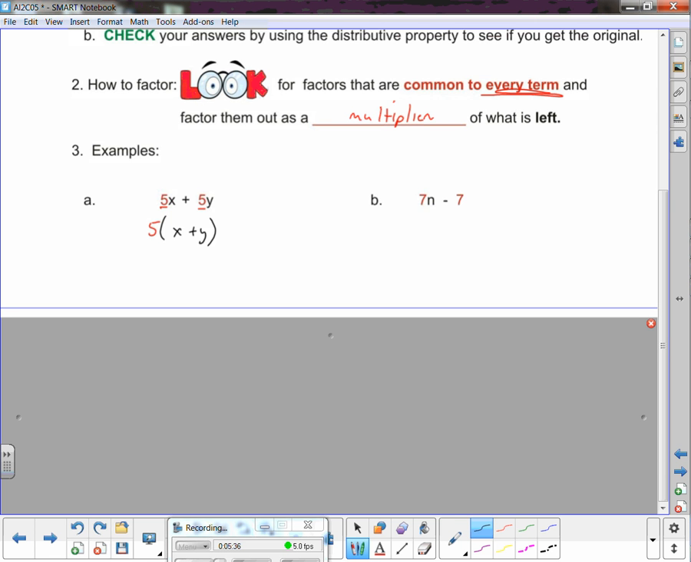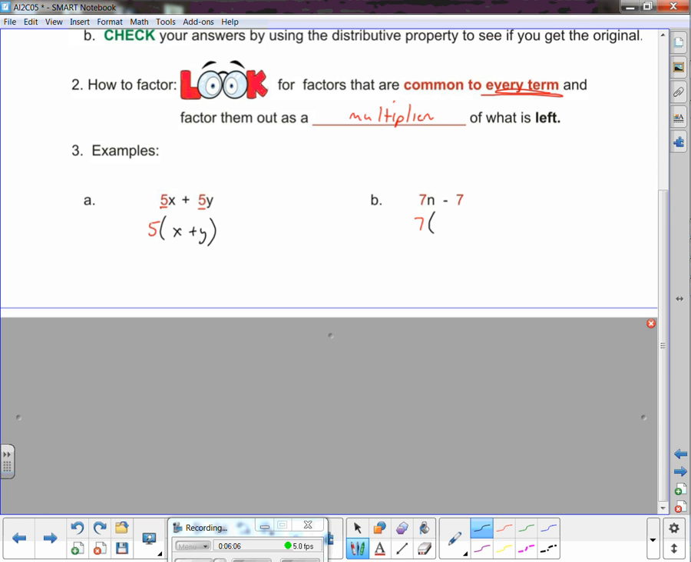Okay, so I'm trying to build your remembrance here and try to remember certain situations. So hopefully in B you look at that and you see a common 7, and when you factor that out, what would you have left? What would you write? 7, go ahead and write it. If you get it wrong, you just cross it out and write the correct thing. So what do you get with this one?